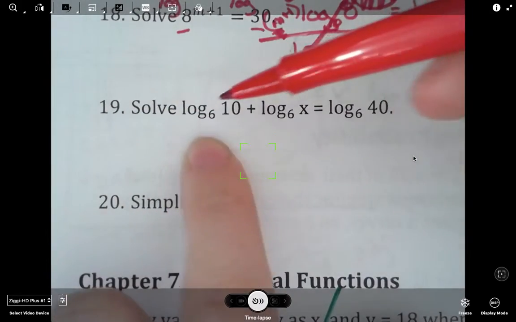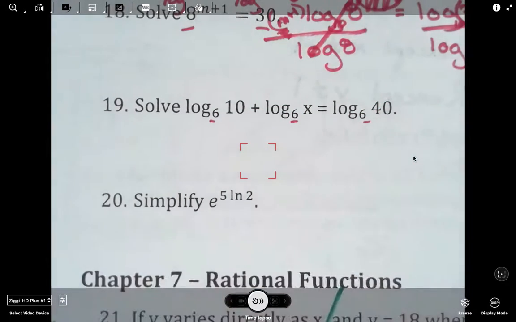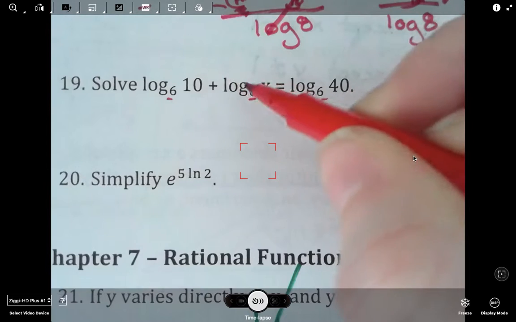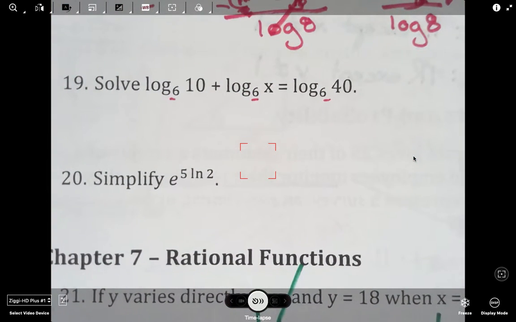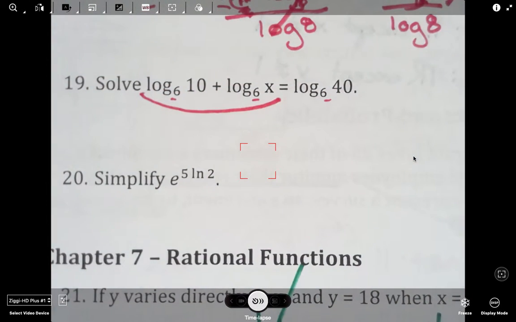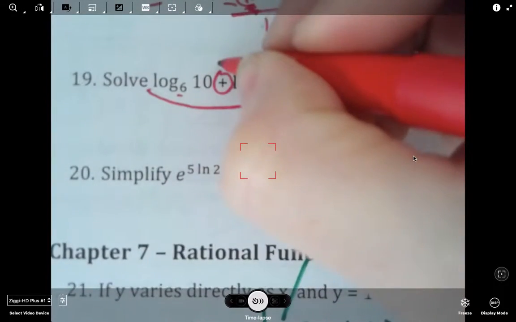Number 19, solve this. They're all log base 6s, so we are good to go. Except you can't just cancel all of them out. It would be nice if I could just cancel, right? And just have 10 plus x equals 40, right? And then the answer would be 30, right? But that's not the case. This is one side right here. And what's separating those two logs? Plus, and what's plus mean?